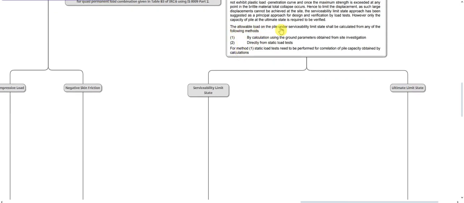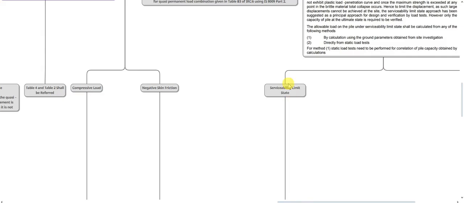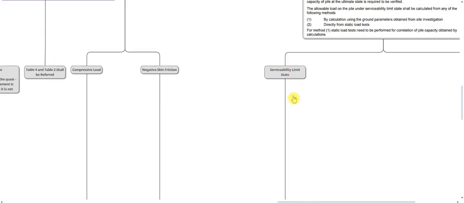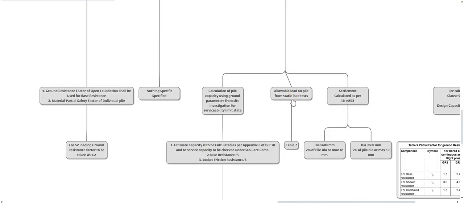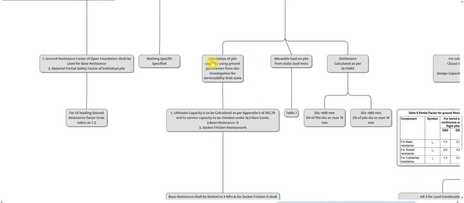The allowable loads on pile under serviceability limit state shall be calculated from any of the following methods, that is by calculation using the ground parameters obtained from site investigation, or directly from the static load test. So we'll move forward to the serviceability limit state, and the calculation of pile capacity using ground parameters from site investigation for serviceability limit state.